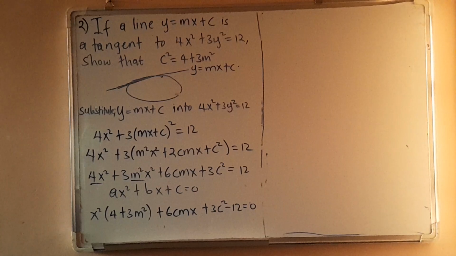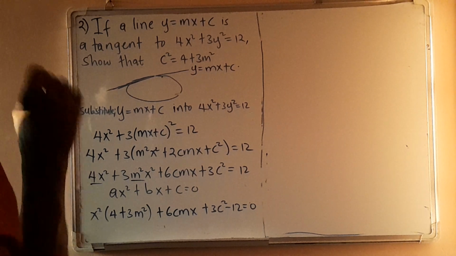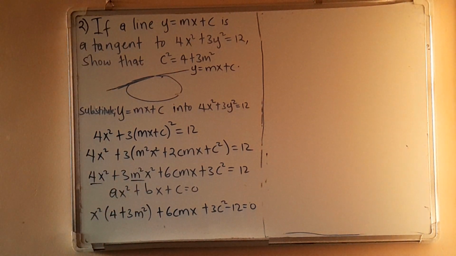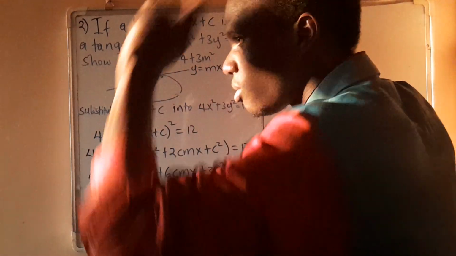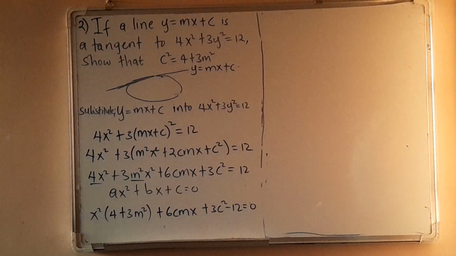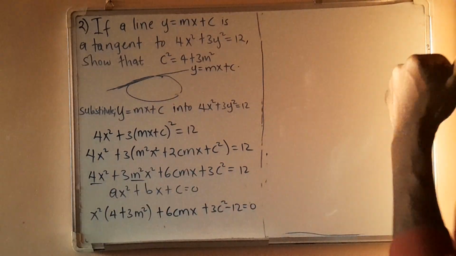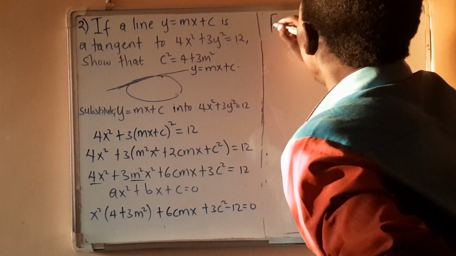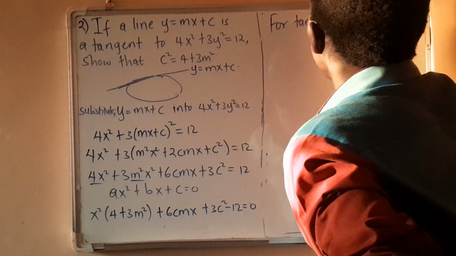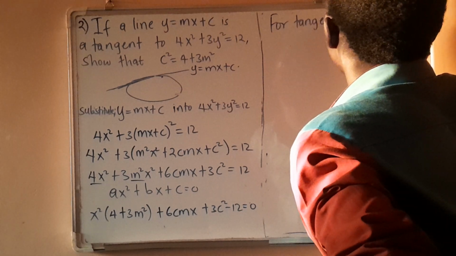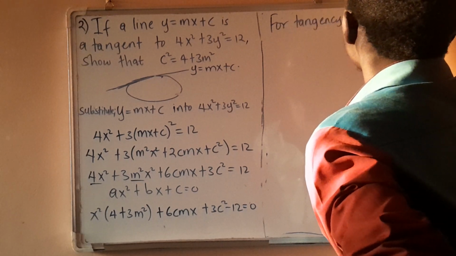A tangent just touches the curve at one point. So at that point we have repeated roots because it just touches it at one point. So if this equation is to have repeated roots, in simple terms, this is the condition for tangents. You need not forget this condition. For tangents, b squared is equal to 4ac.